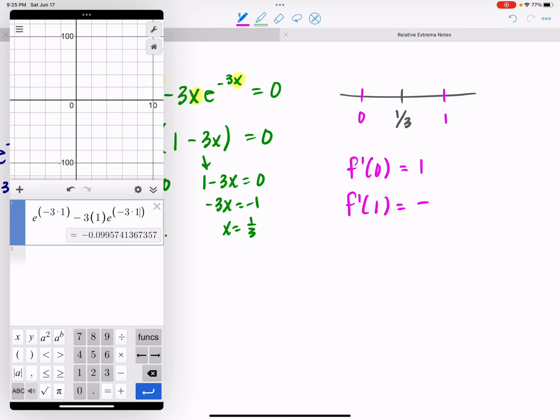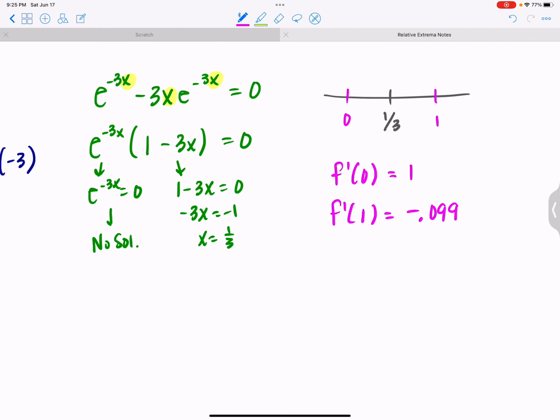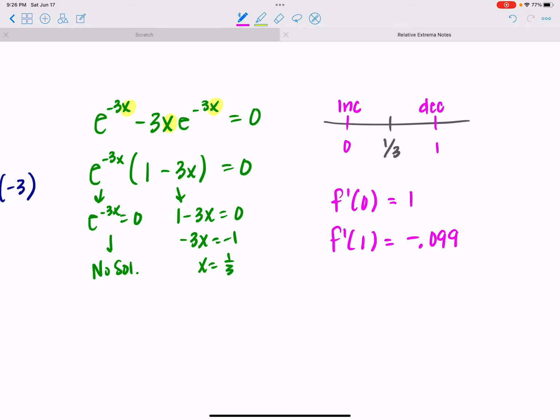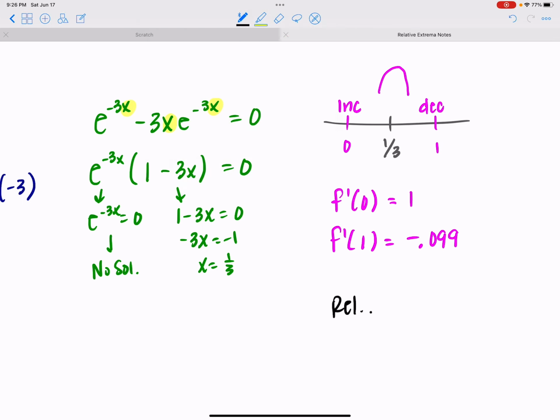So we get like a negative 0.099, whatever, it doesn't matter. I just need to know if these are positive or negative. So over here, I have a positive 1, which means this is going to be increasing. And then over here I have a negative, which means this is going to be decreasing. So our graph is changing from increasing to decreasing, which means we have a relative maximum. So we're going to say we have a relative max at x equals 1/3.